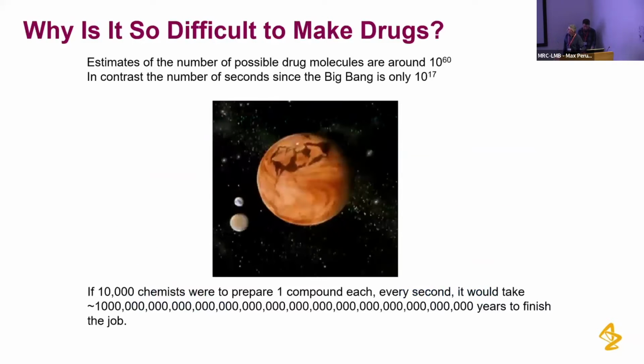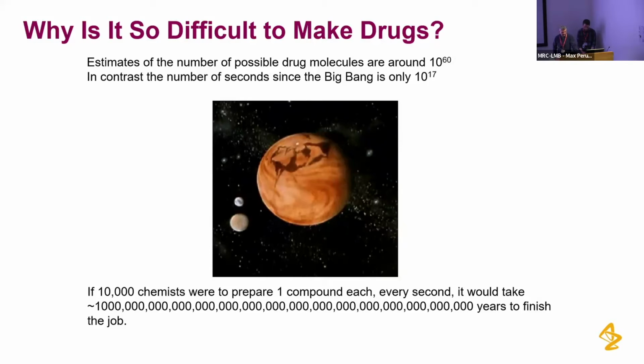So just a comment on why it's so difficult to make drugs. Estimates of the number of possible drug-like molecules are around 10 to the 60. And if you think about that in contrast with the number of seconds since the Big Bang, which is only 10 to the 17, then chemical space is actually huge. And trying to find the right compound for your target in that chemical space is actually really difficult.